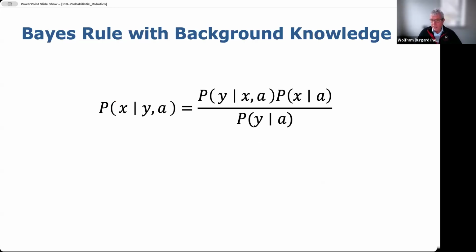Another aspect is that you can always also introduce background knowledge. So you can add whatever evidence you have to every term, P of x given y and a, and then you basically add this a to every term in the equation. You can do this wherever you are, whenever you have an equation, you can do exactly this.